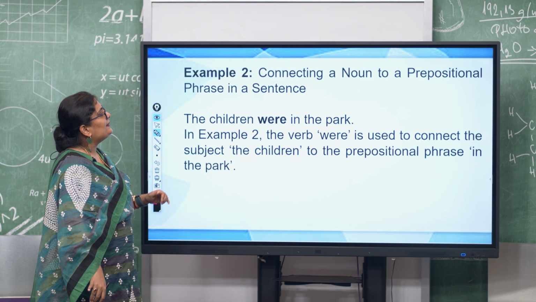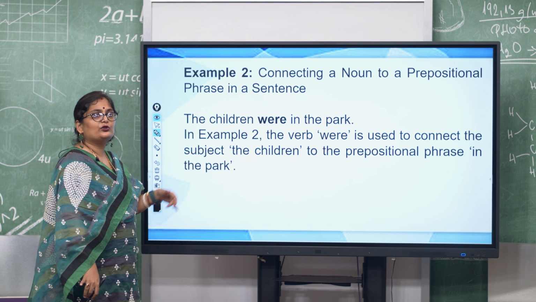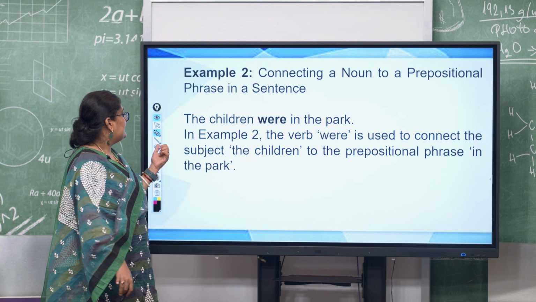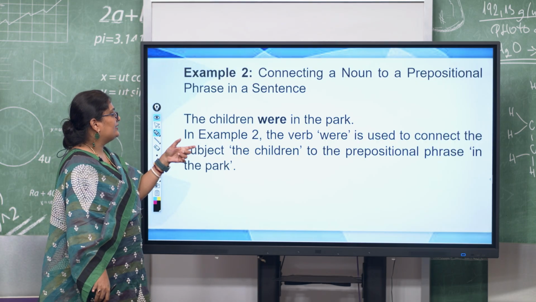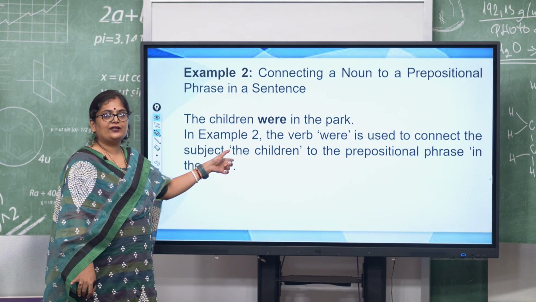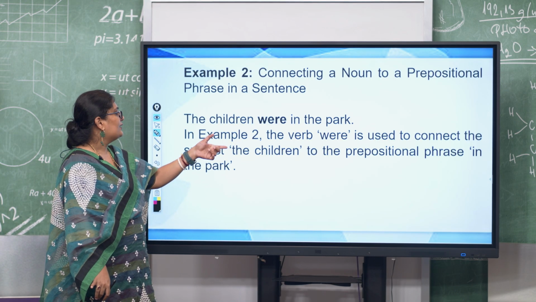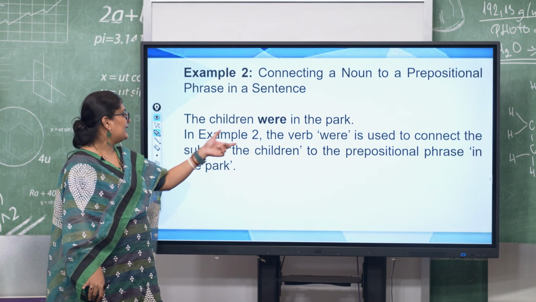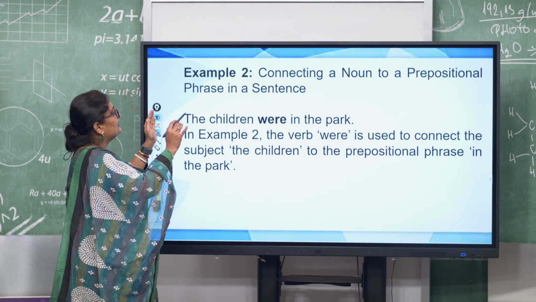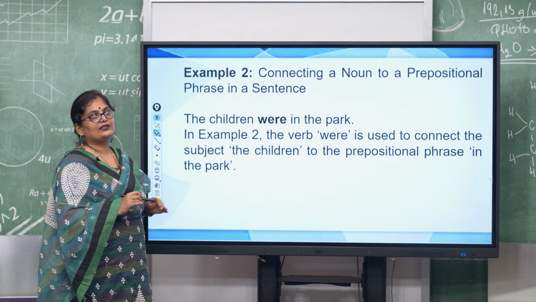In the second example, connecting a noun to a prepositional phrase within a sentence, how do we do that? The children were in the park. In example 2, the verb were is used to connect the subject. So, who is the subject in this particular point? We have the children who act as subjects to the prepositional phrase in the park. So, here we see how it is used for connecting a noun to a prepositional phrase within a sentence.